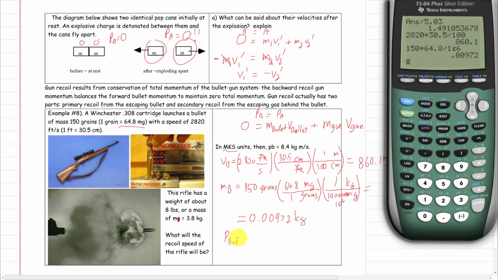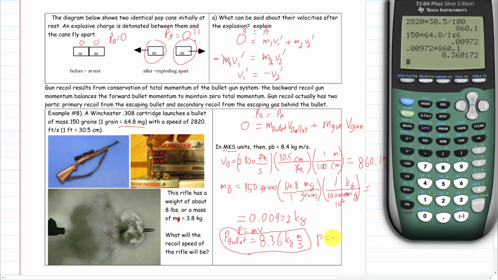So the momentum of the bullet is these two numbers multiplied together. So take the mass and multiply it by the velocity, and we get about 8.36 kilograms meters per second, because that's MV. So if that's the momentum of the bullet, that is also equal to the momentum of the gun.